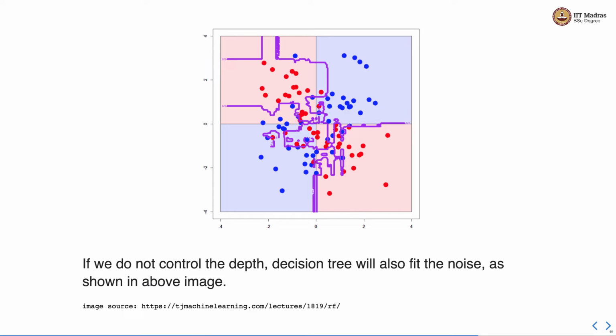If we do not control the depth of the tree, the decision tree will also fit the noise as shown in the above image, and this is an overly complex tree which is also fitting the noise. Look at the boundary, right? So normal trees are generally axis parallel, but because we have overgrown the tree, we have started learning nuanced boundaries around the noisy points.